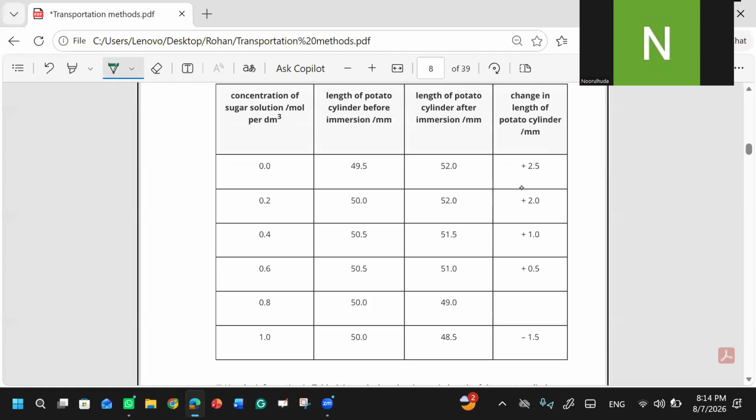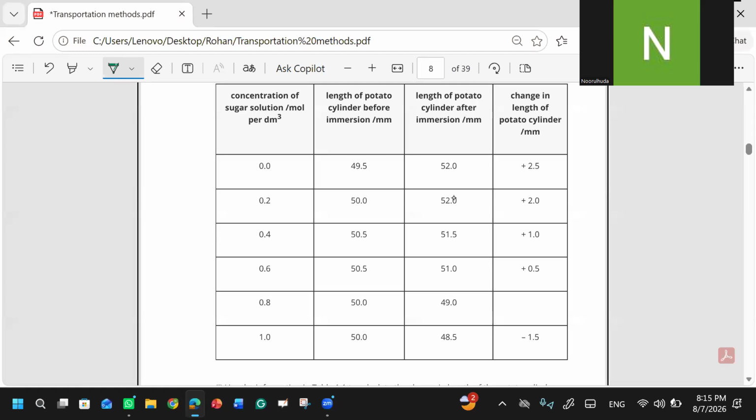We need to check. There is nothing to do with moles. They have already mentioned mole per decimeter cube: 0.0 mole, 0.2 mole, 0.4 mole, 0.6. If we see this, the potato cylinder, firstly before immersion, was this, okay?